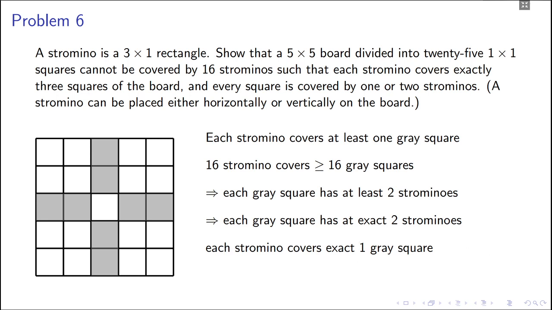But you have to look at the stromino which is covering this middle square. That will cover two gray squares, the center one and another, and that is a contradiction here. So it actually cannot be covered. Okay, so this is your proof.